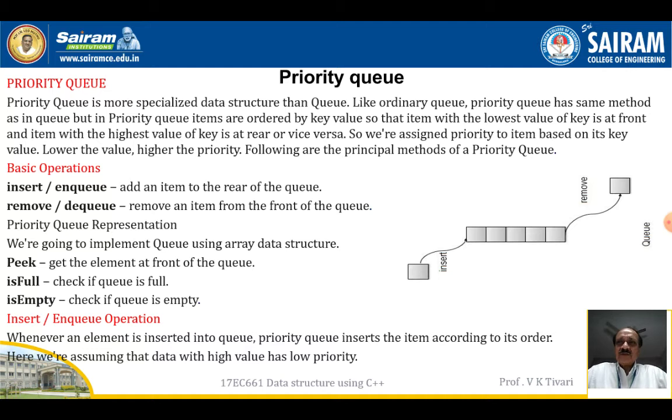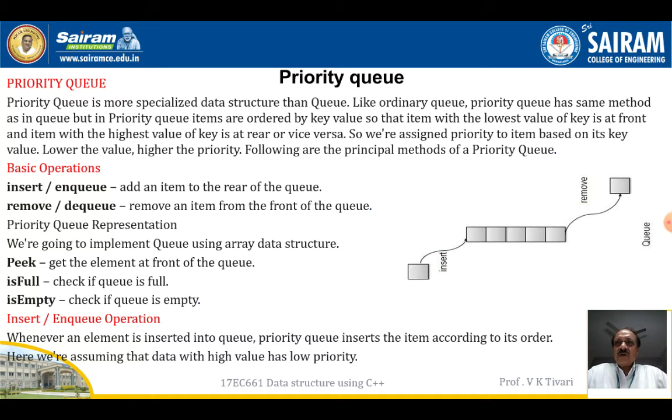Basic operations. First you see on the figure the queue is defined, with rear end and front end very clearly mentioned there. The insert or enqueue operation adds an item to the rear of the queue, and remove or dequeue removes an item from the front of the queue, as defined in the figure.